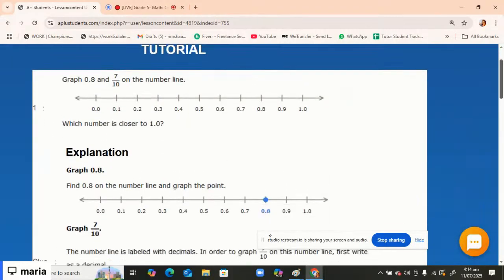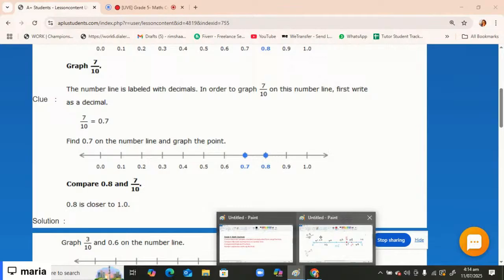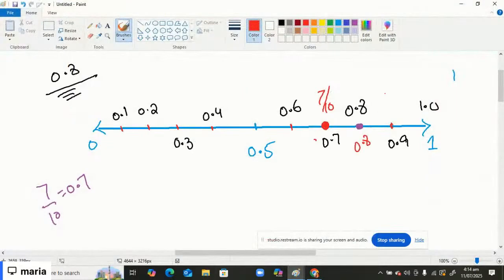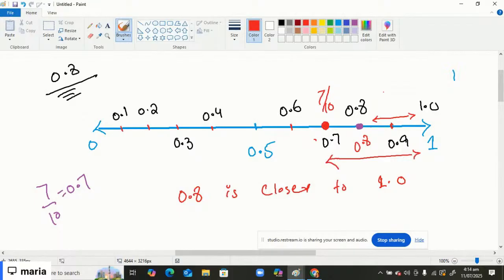Because here we are just comparing. Okay, so which one is greater? We can say that 0.8 is closer to 1.0. Why? Because look here at the distance from this one and the distance from this one. So we can say that 0.8 is closer to 1 as compared to 7 by 10. So 7 by 10 is smaller and 0.8 is greater.